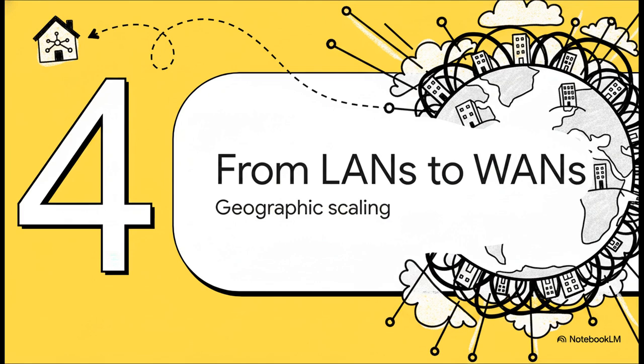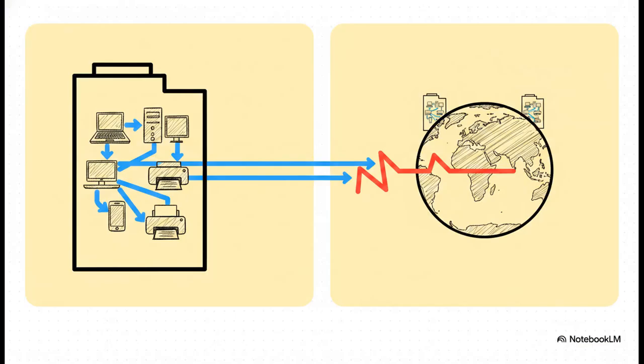Section 4, from LANs to WANs, scaling up geographically. As our networks scale up, they're categorized mostly by their geographic footprint and who actually manages them. First, you have a local area network, or LAN. This connects end devices in a limited area, like your house, a school, or maybe a single office building. Because it's local, it's usually administered by a single organization, and you get incredibly high-speed bandwidth between your internal devices.